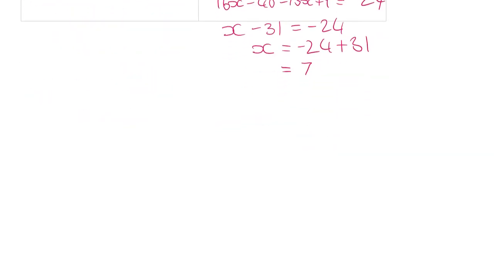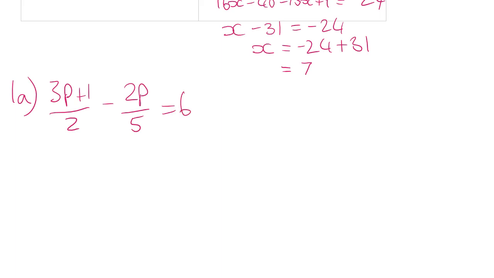So here we go. Question 1A is 3p plus 1 over 2 minus 2p over 5 equals 6. It's not a b, it's a 6. Okay. Here what I'm going to do is get rid of this 2 and get rid of this 5 straight out. So I'm going to multiply both sides by 2, which means I'm going to get 3p plus 1 minus 4p over 5 equals, timesing by 2, 12.